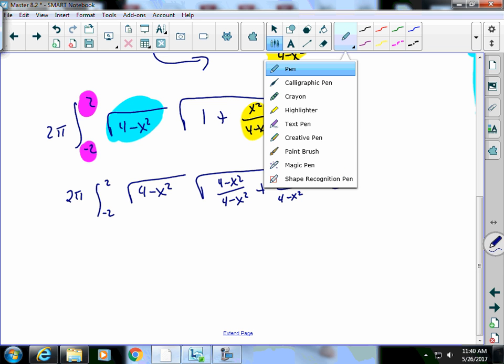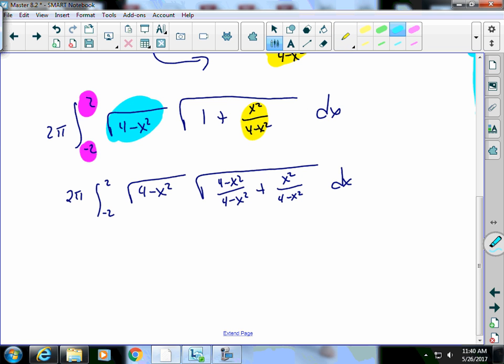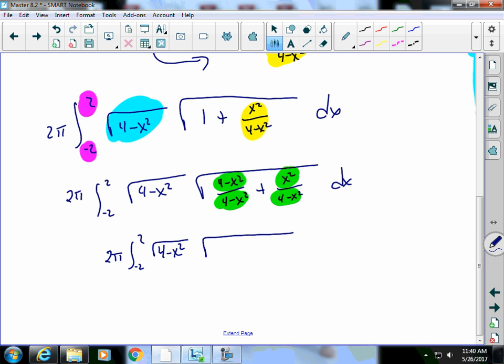And what's interesting, the reason we did this is to clean up some of what we have, right? I now have the same denominator, and look at this. I can add them together. Now that I'm going to add them together, I have 2 pi, negative 2 to 2, the square root of 4 minus x squared, times the square root of 4 minus x squared plus x squared, which just gives me a 4, all over 4 minus x squared, dx.